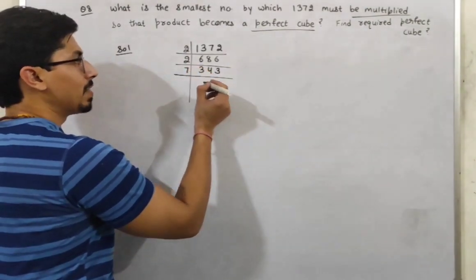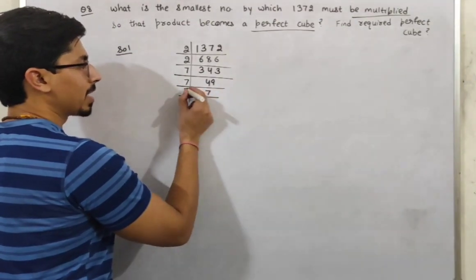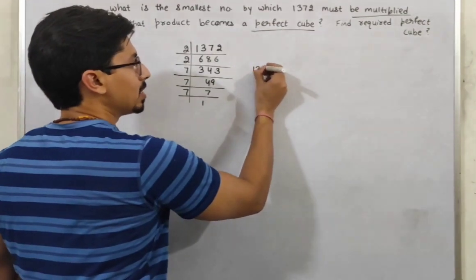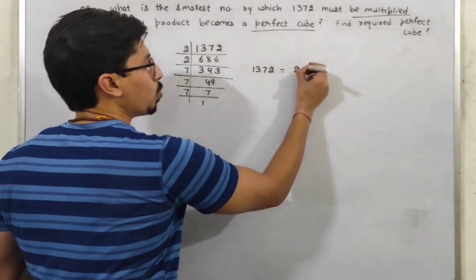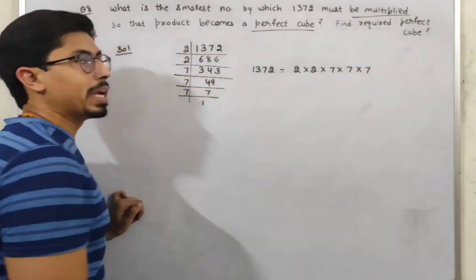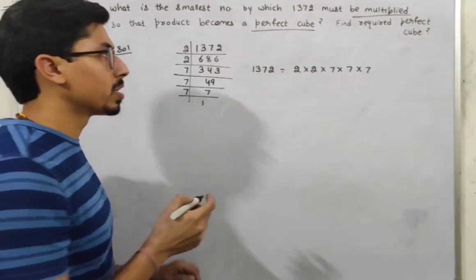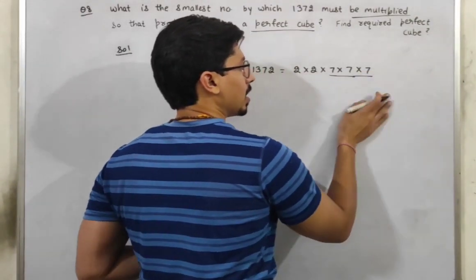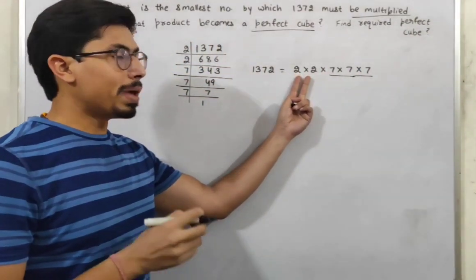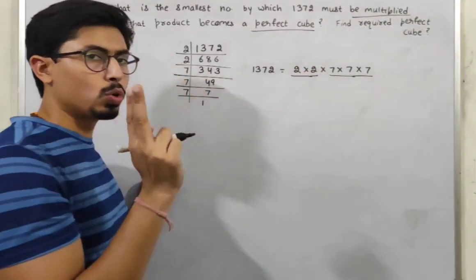So I just take 7 here. So it will be 49. Again 7, it will be 7 and again 7. Okay. So I can write this 1372 as 2 into 2 into 7 into 7 into 7. Okay. Now to make this a perfect cube, I have to make the groups of 3 numbers. See, all these 7s are making a group of 3 numbers. But to make a group of 3 numbers, we have only 2 twos here.